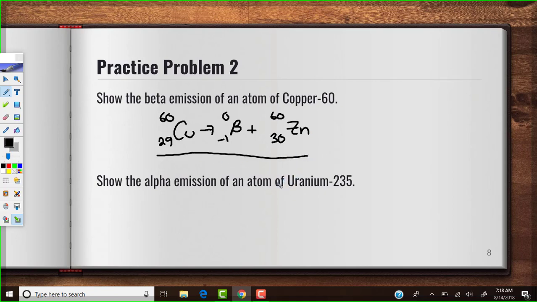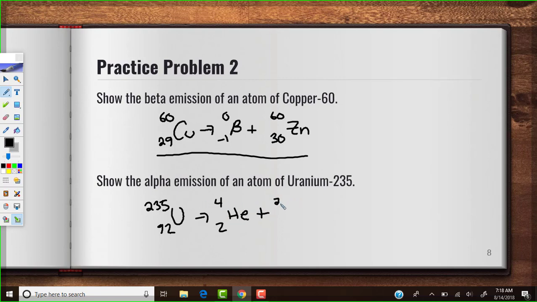Let's try one more practice problem. Show the alpha emission of an atom of uranium-235. Well, we know uranium. We know our mass number is 235. And our atomic number on the periodic table says 92. Again, we need to show alpha emission. And if you remember, it's essentially the release of a helium nuclei. So we have our atomic number of 2, mass number of 4, and helium. Now we do our math and solve.